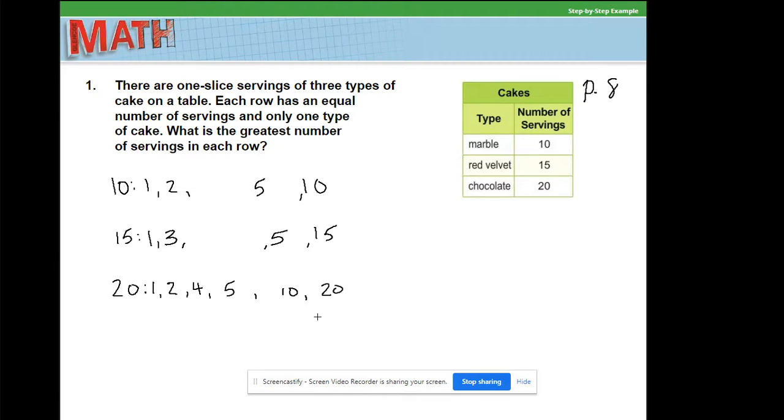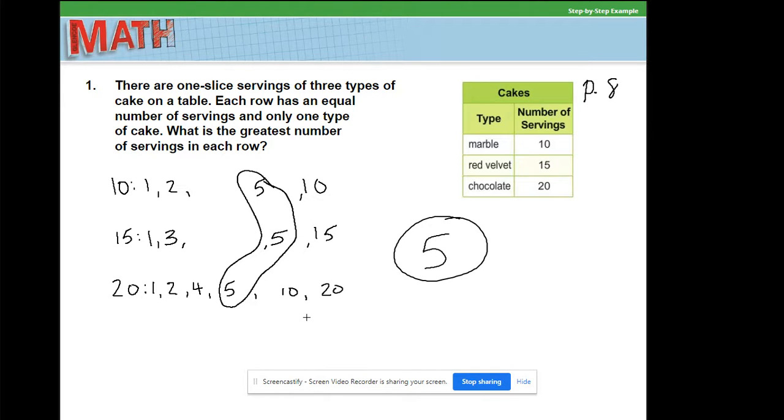Okay, so now we're going to look at our numbers. We have 5, 5, and 5, and those will be our greatest common factor. The reason it's the greatest common factor is because it is the biggest out of all the numbers. 1 is a common factor, but that is way too small. 2 is only in 10 and 20, so that is a no-go. 3 is in only 15, so we can't use 3. But 5 is in all 3 of them. So 5 is going to be our answer for number 1. Now let's look at number 2.